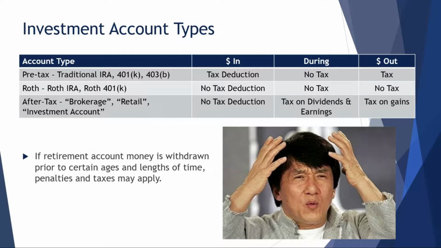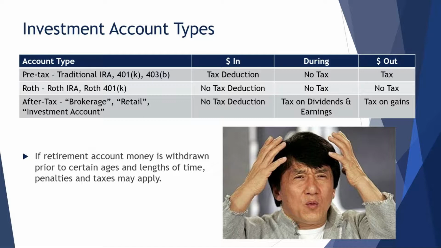After tax, sometimes called a brokerage account, a retail account, just a regular investment account. This is after-tax money, as the category states. You've already paid federal income tax on it, so you don't get a tax deduction going in. As you're invested, year by year, you'll pay tax on any money that your money makes. So if you get interest, dividends, if you sell investments, you pay tax. So you see there on the money out, you're paying tax on the gains. If you put $10,000 in and then you sell it for $15,000, you're paying tax on the $5,000 gain that you've experienced.